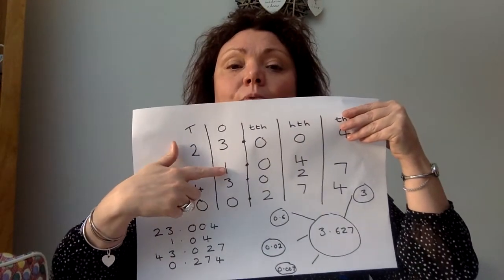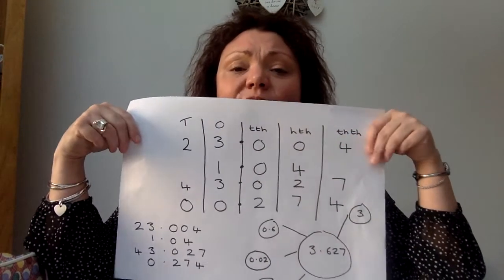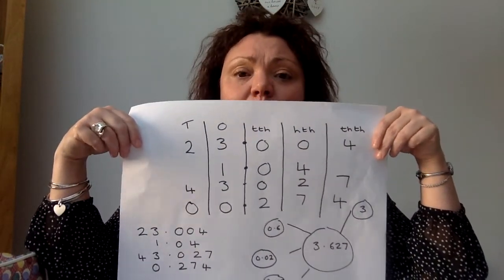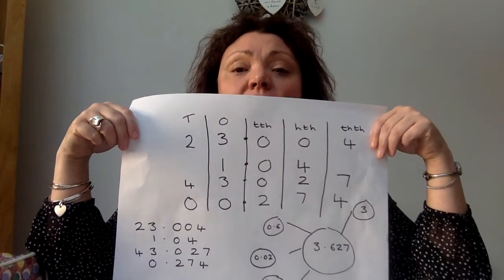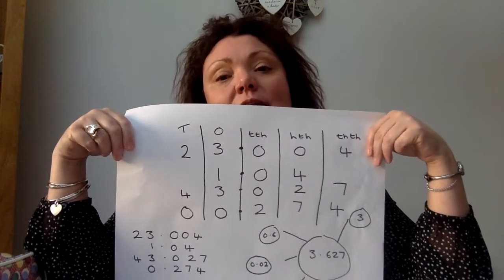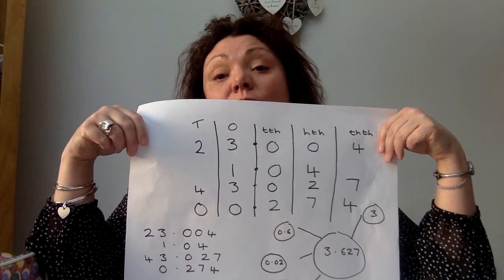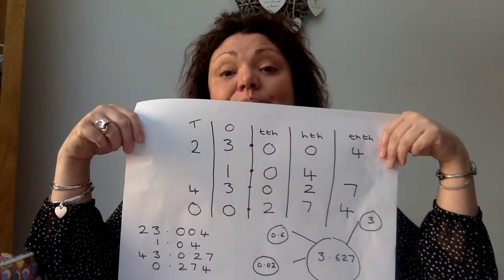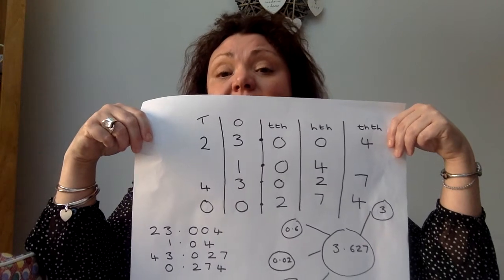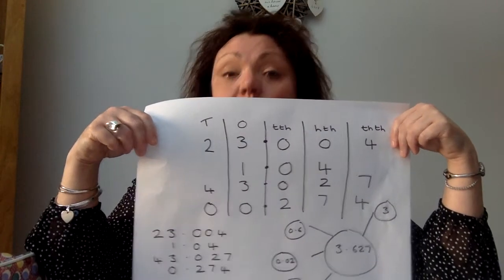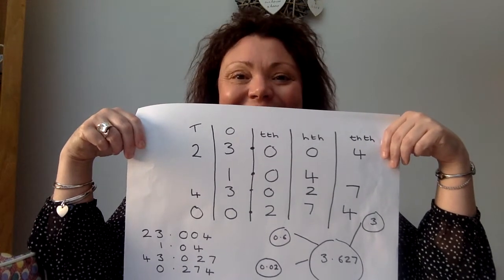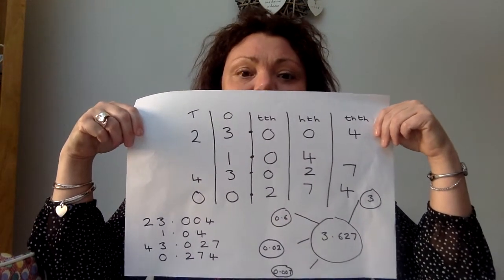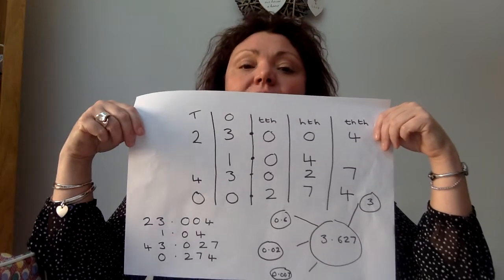So let's have a look at this 1.04. What is the value of the 4 in that number? Straight away we can see, because it is in the hundredths column, we can either say 4 hundredths, or we could say 0.04, which is the same as saying 4 hundredths. You're getting it? I know that you are. You're brilliant.